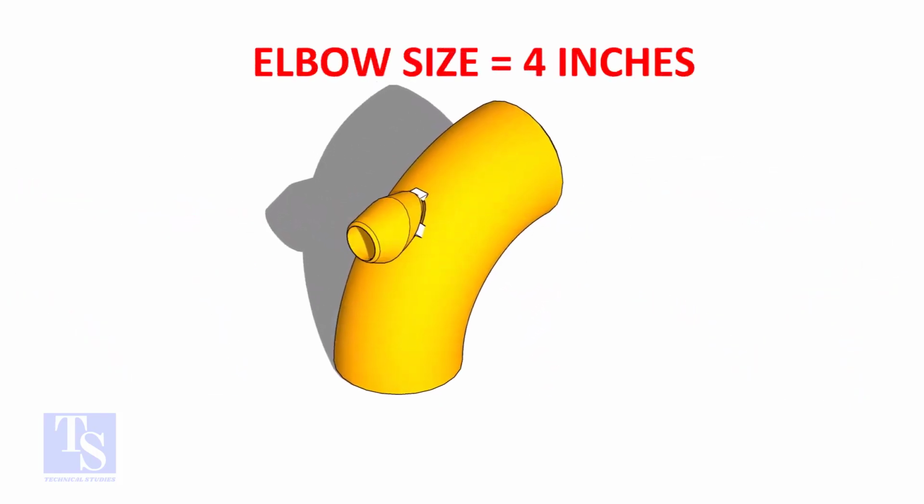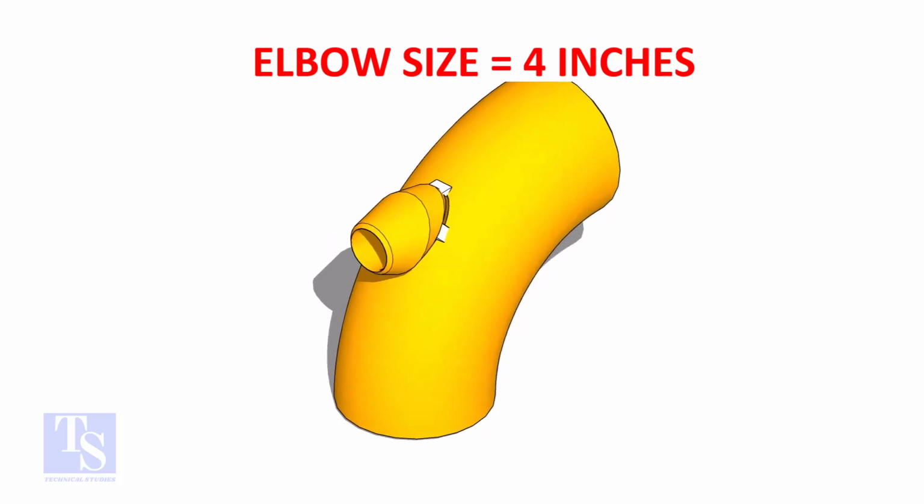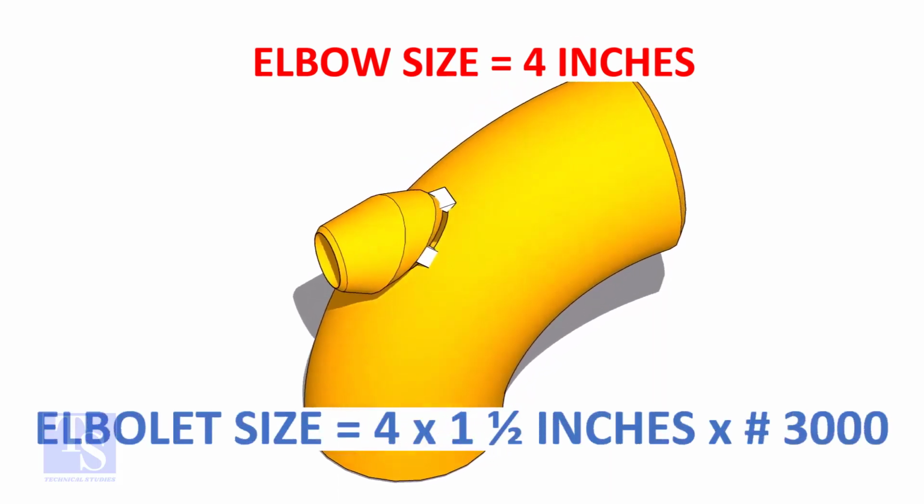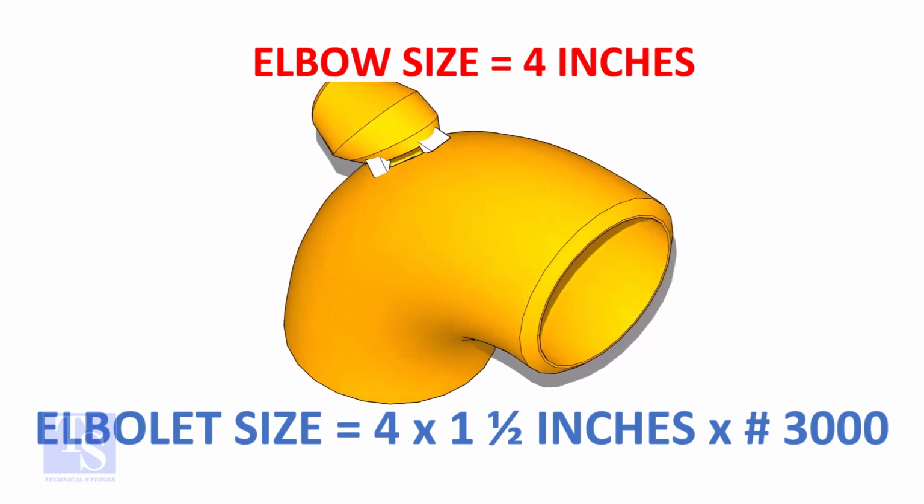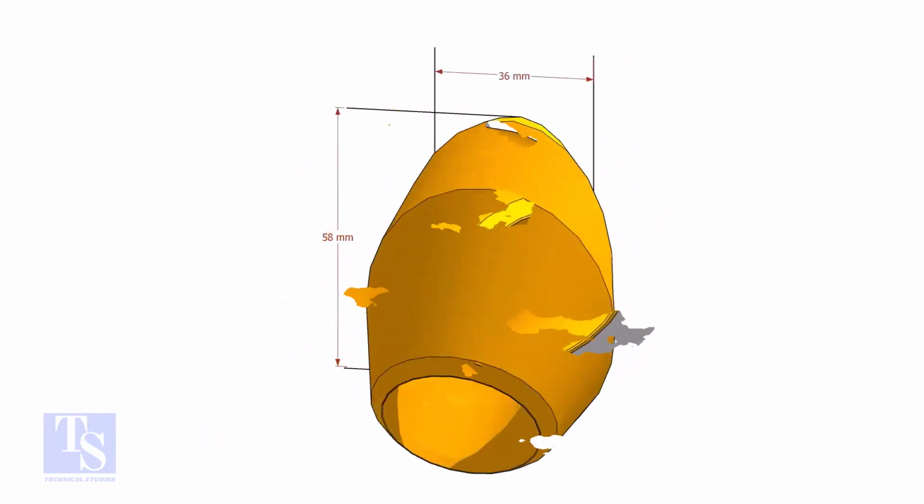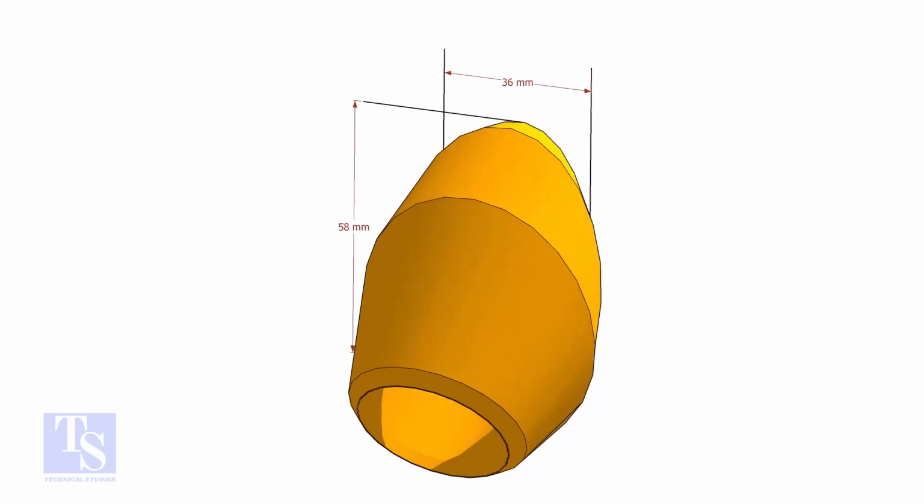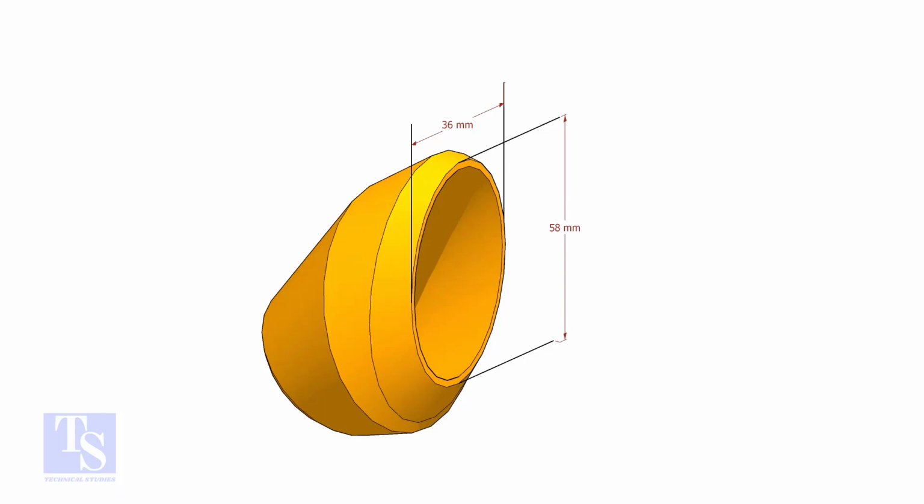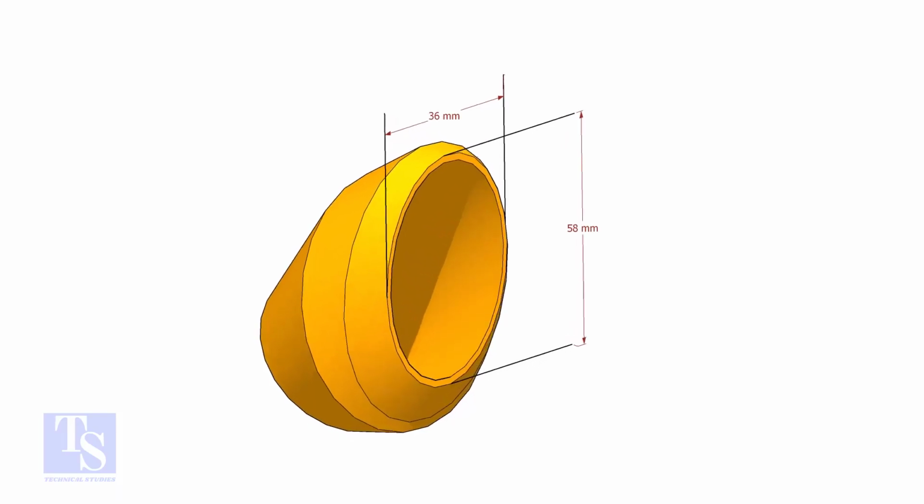The size of our elbow is 4 inch. And the size and rating of the elbowlet is 1.5 inch and 3,000 pounds respectively. The bottom opening size of the elbowlet is 36 millimeters into 58 millimeters. Please note down these dimensions.